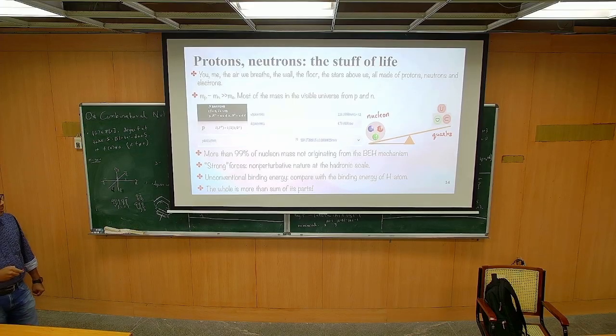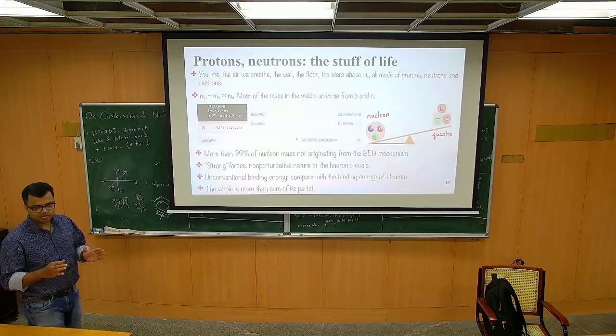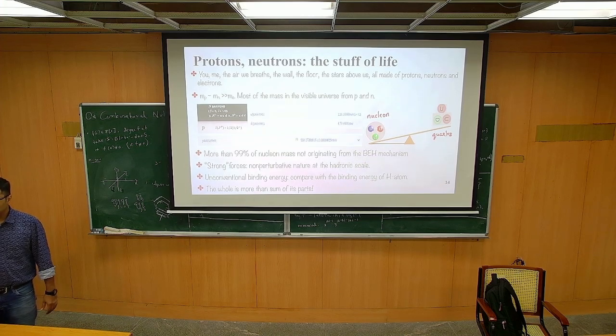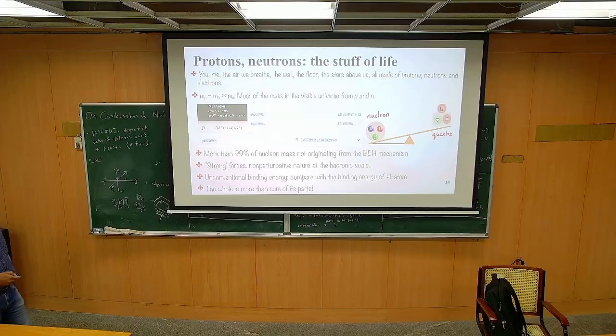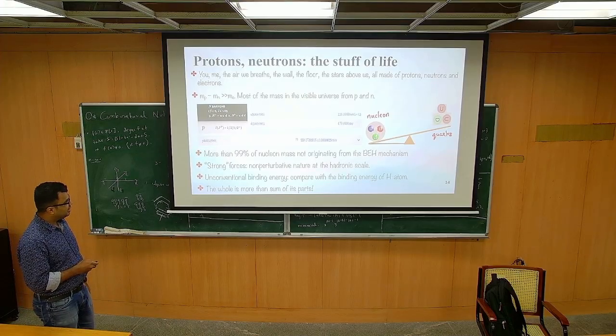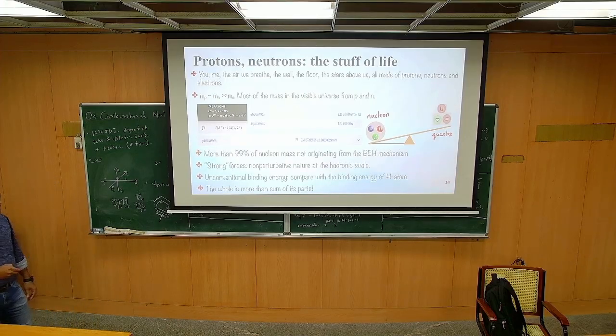So if you look at the mass of the nucleon, only 1% or less of it is coming from the BEH mechanism, while 99% of the proton mass is coming from somewhere else. That is what we need to explain. The origin of this is basically the strong force, quantum chromodynamics, and this is highly non-perturbative in nature at the scale at which the nucleon exists. This is what I am going to explain in the next few minutes. This non-perturbative nature, what do we mean by that?